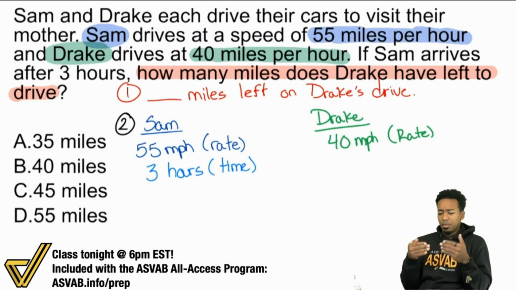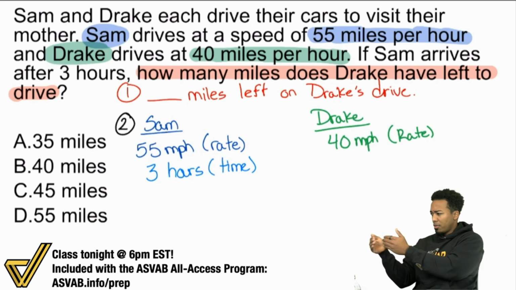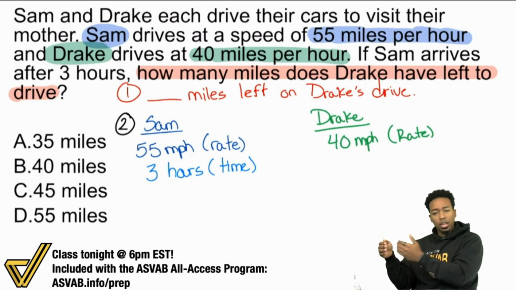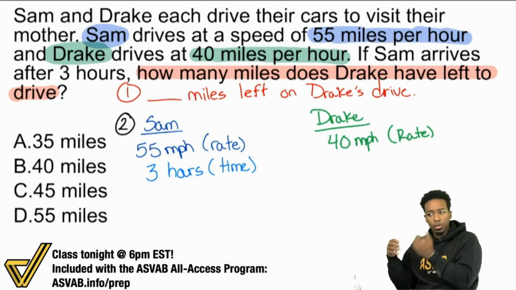We're talking about Sam and Drake both trying to drive over to visit their mother. And it looks like Drake is the one that arrives after Sam. So Sam gets there after 3 hours. We just want to know how much of a drive Drake has left. Okay, cool. So Sam gets there. We just want to know how much more Drake has.